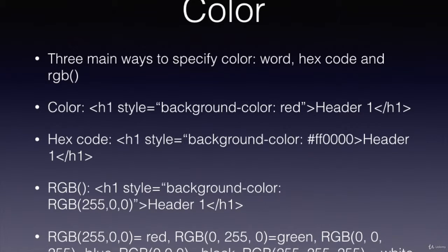And the third example is using RGB. The formula goes like this. The first numeric value is red. The second numeric value is green. The third numeric value is blue. 255 is the max. 0 is the minimum.